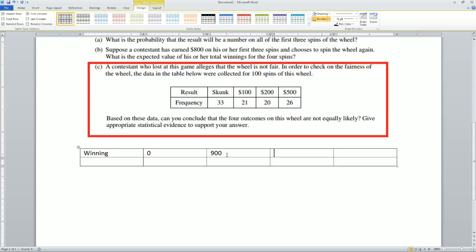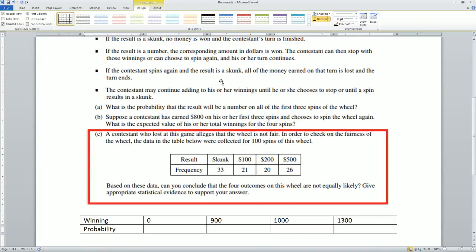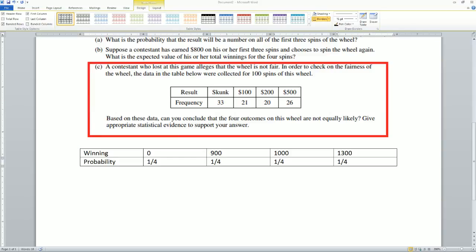900, 1,000, and 1,300. Now you want to assign probabilities to each one of those. If he lands on bankrupt, he gets zero. Do you want me to do fractions or decimals? Fractions. Let's do fractions, because they're all equally likely. 0/4, 900/4.